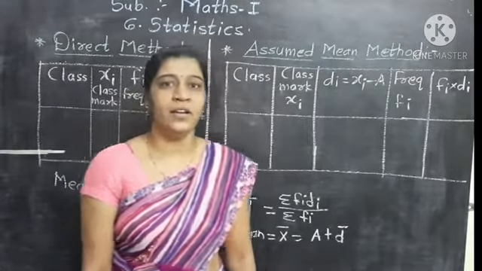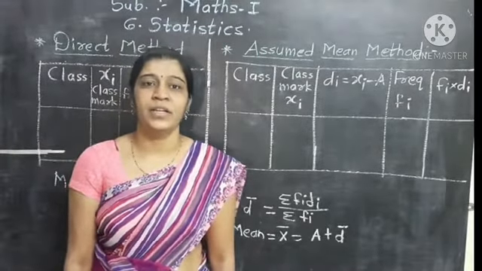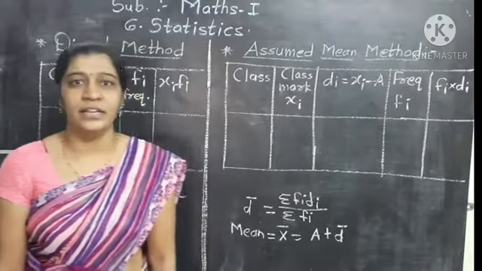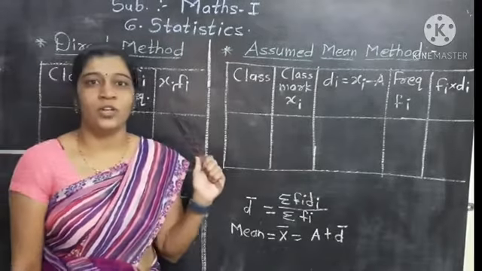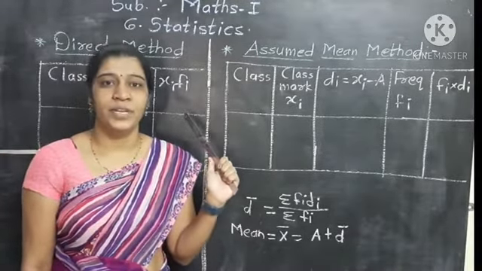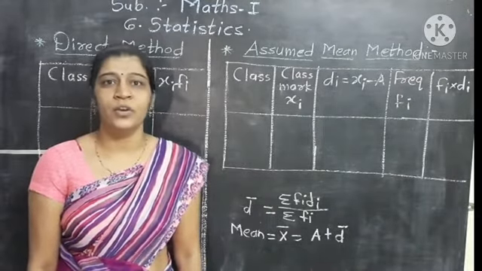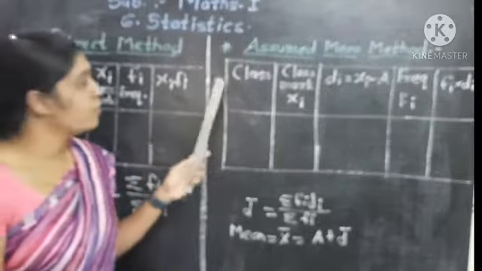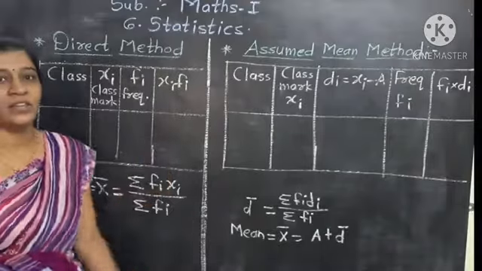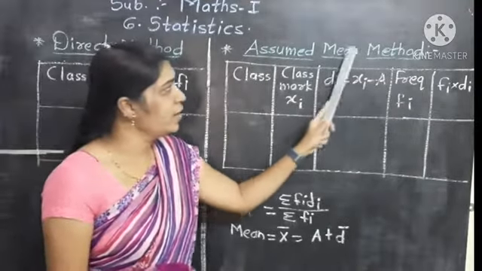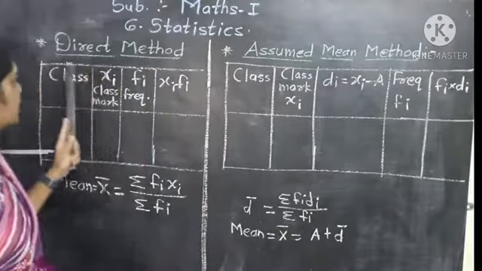Also we learned in 8th standard what is meant by mean and how to calculate mean, and in 10th standard in the earlier video we saw the methods of finding the mean. We learned two methods. Let's recall those two methods first. The first method is the direct method, and the second method is the assumed mean method. Okay, let's recall once again.